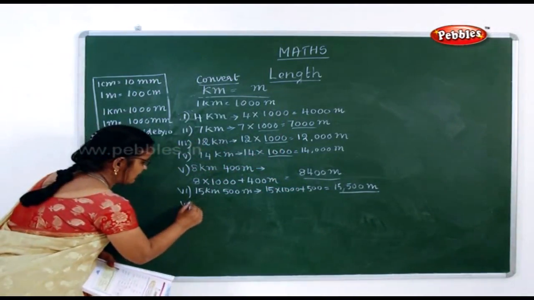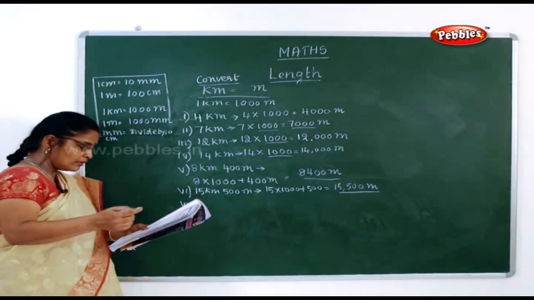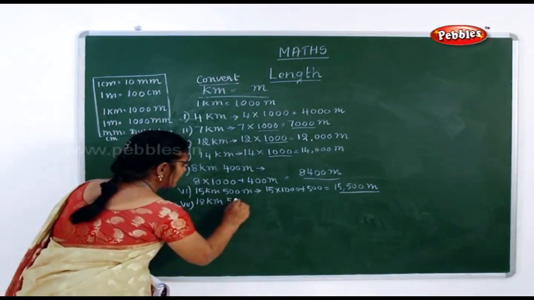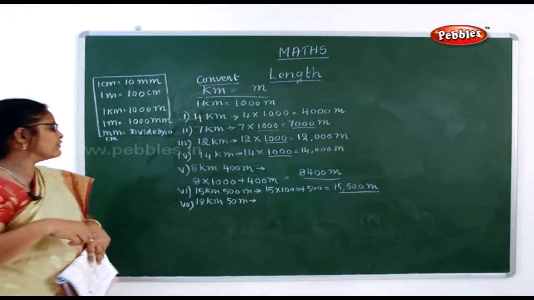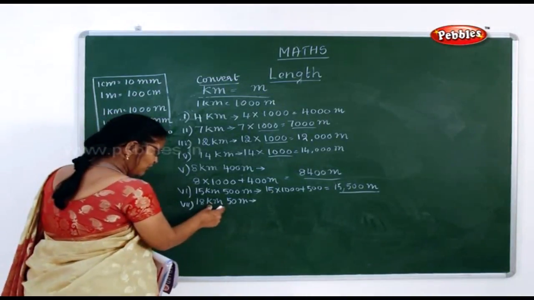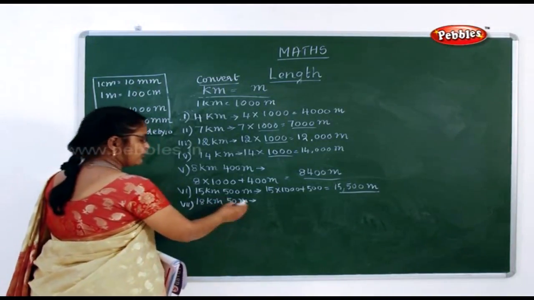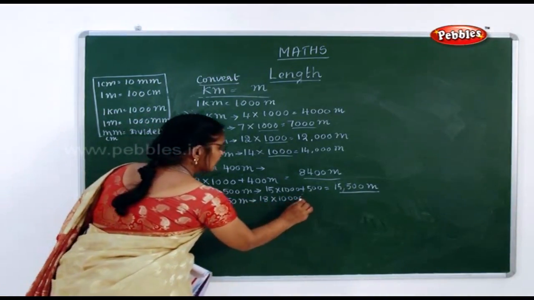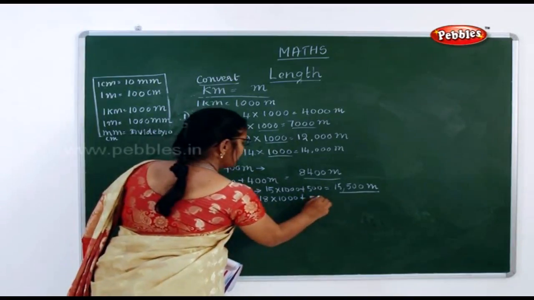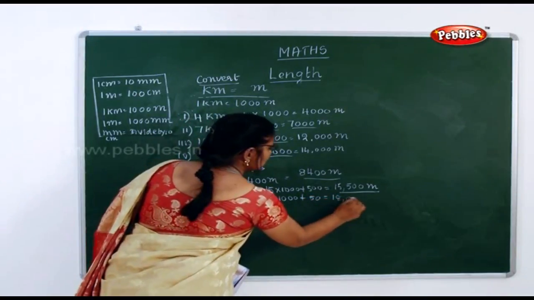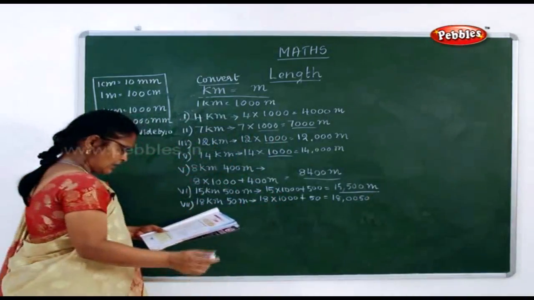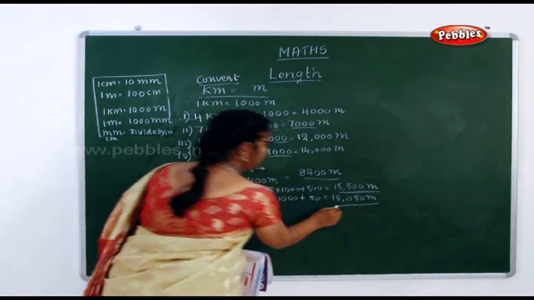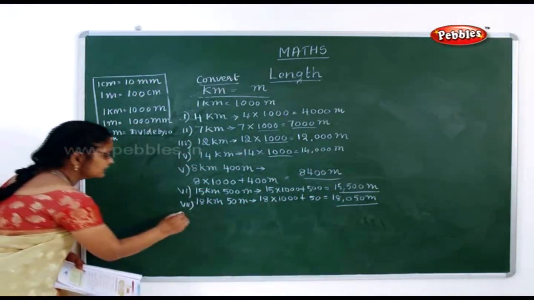Now next one, the seventh sum. What is the seventh sum they have given? Very good. 18 kilometer and 50 meter. Now how will you do this? Same way. This kilometer alone you have to convert. Meter just leave it off because it is already in meters. So 18 into 1000 plus 50. Now what is the answer? 18,050 meter. Right.